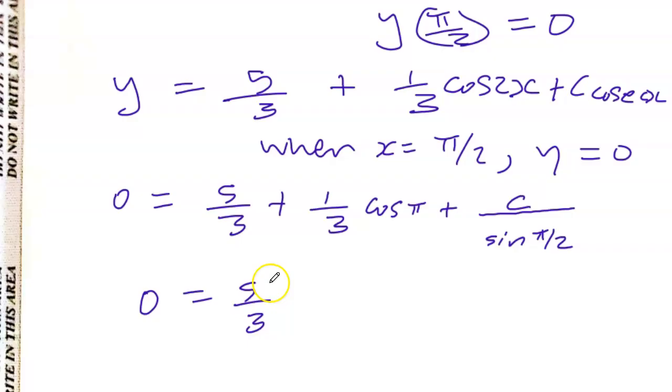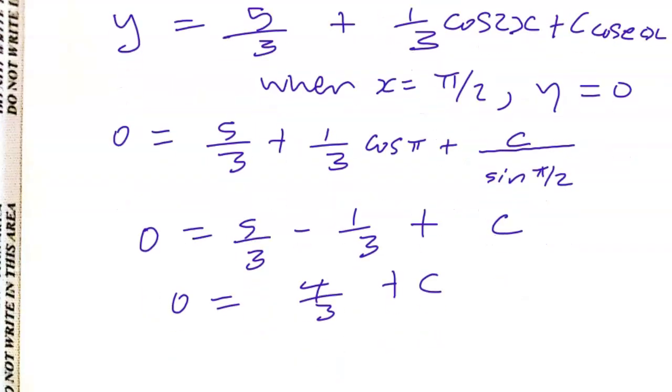And we know cos pi, what's cos pi? Cos pi, that's -1. So a third times -1, that's -1/3. Plus sine pi over 2, that's 1. So c over 1, that's c. So 0 is equal to 4/3 plus c. So -4/3 is equal to c.